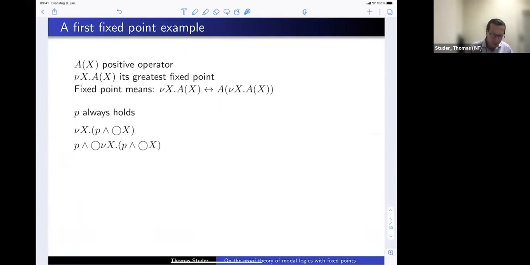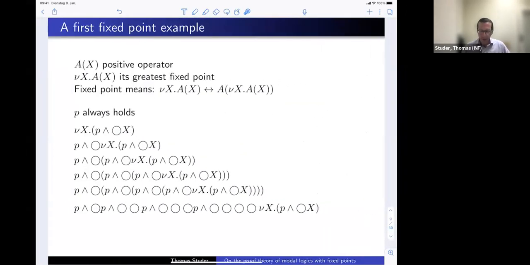Now we can do the same. We can unfold it again. We can plug in the fixed point for the X. Then we get P and in the next state, P and in the next state, the fixed point. We can do this again and again and again. And what we end up with is that P holds now, in the next state, in two states, in three steps, in four steps, and so on. So we can do this unfolding arbitrarily often, and we get that P holds for arbitrary nestings of this next modality, which means it always holds. So this is basically how these fixed points work and where we see these fixed points.